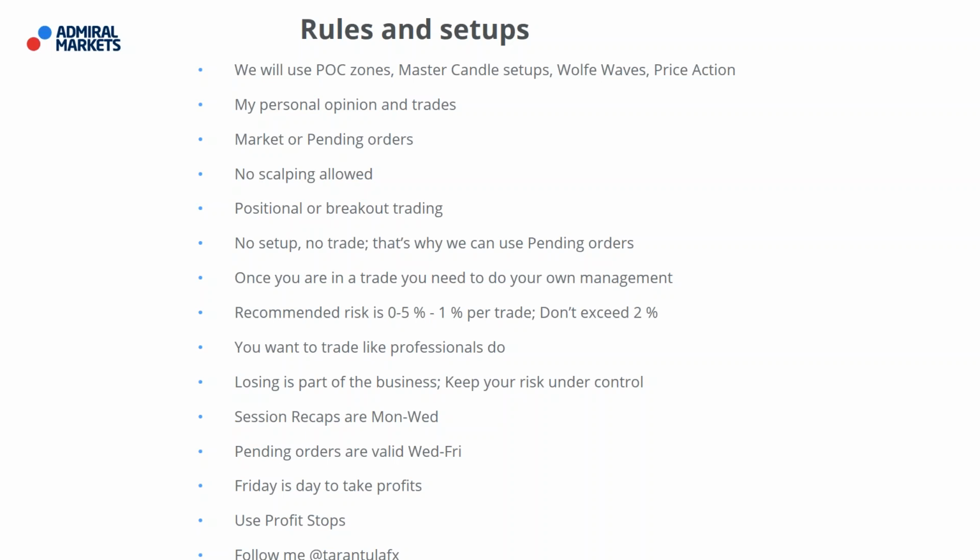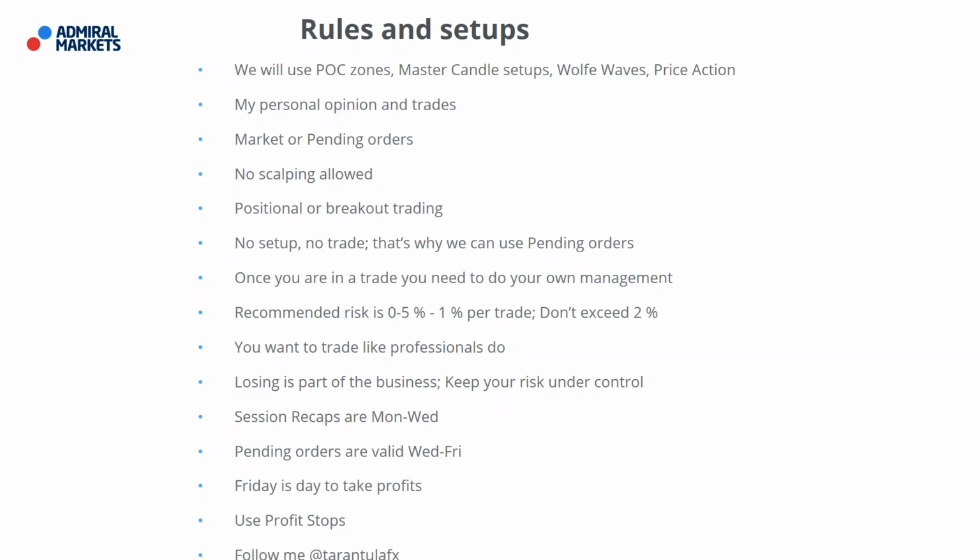Once you're in a trade, you need to do your own trade and money management. Okay, so have in mind that once you are in a trade, please do whatever you see fit. How you will protect your trade, what you will do, it's up to you guys. The thing is, I teach you how to fish. Okay, I give you entries, stops, but trade management is up to you. Before the trade, of course, don't exceed 0.5 to 1% per trade.